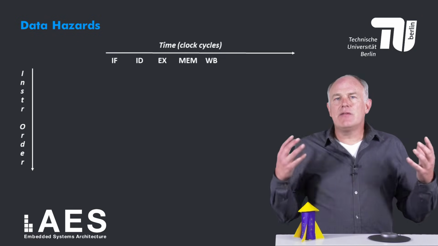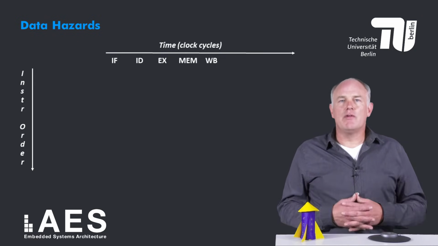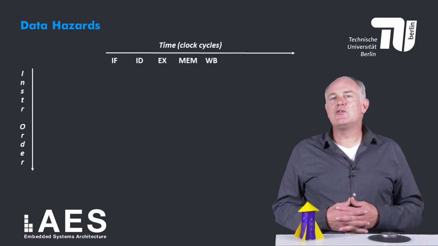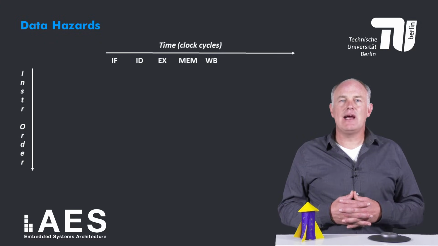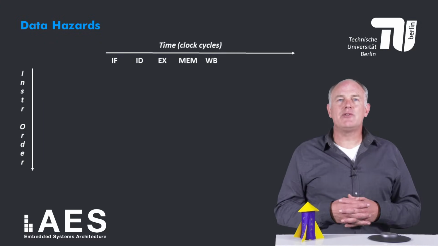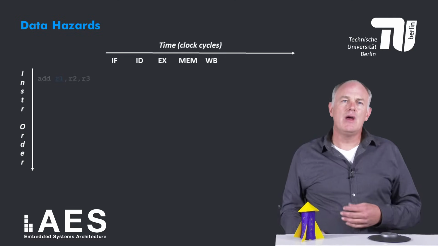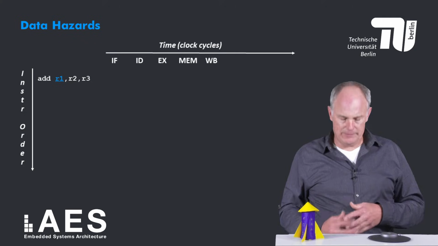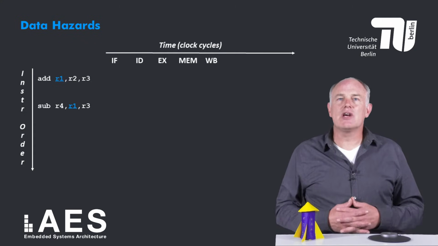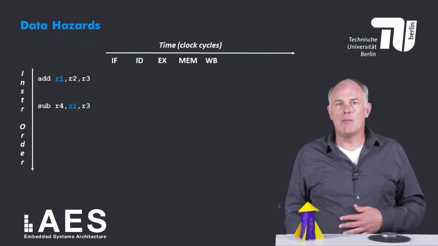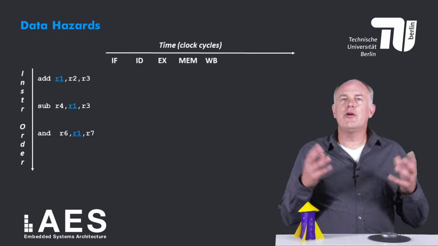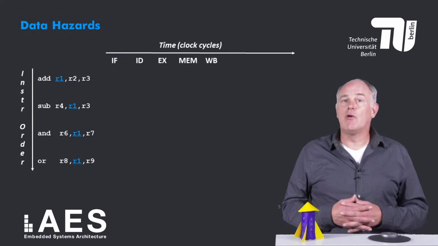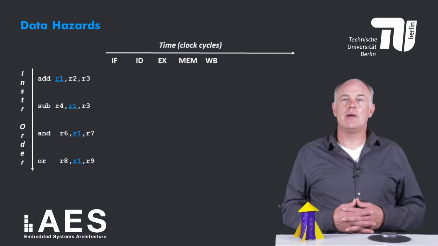A data hazard means that an instruction depends on the result of a prior instruction that is still in the pipeline. To illustrate this, let's again draw a pipelining diagram, and as usual, time goes from left to right and instructions go from top to bottom. The first instruction to execute is this add instruction that writes to register R1. The second instruction is a subtract operation that reads from R1. The third is an AND instruction that also reads from R1. And finally, the fourth is an OR that also uses R1.